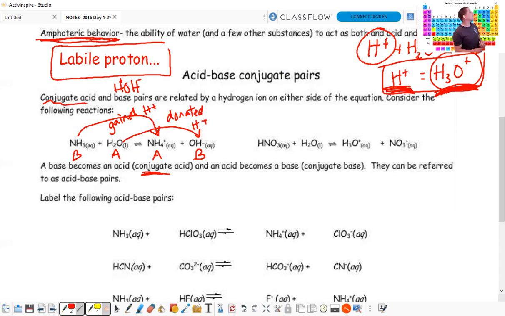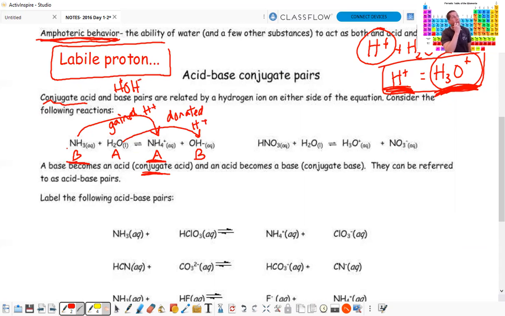Now look at it in the other direction. If we start here with the NH4 plus as an acid, going in the other direction, it loses a hydrogen and becomes NH3. So here it's acting as an acid, losing the hydrogen to the OH and becomes the base NH3. So you can see it does work in both directions.